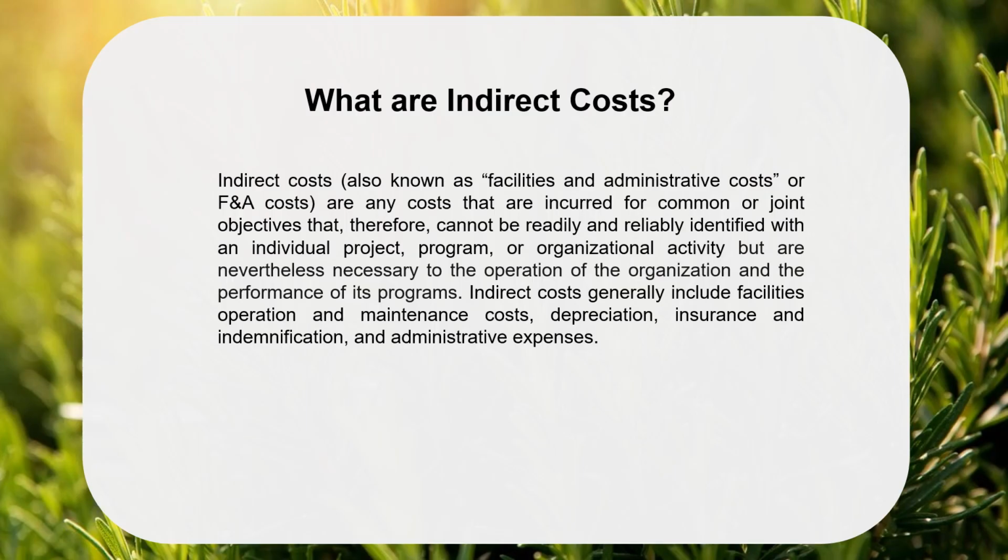What are indirect costs? Indirect costs, also known as facilities and administrative costs or F&A costs, are any costs that are incurred for common or joint objectives that therefore cannot be readily and reliably identified with an individual project, program, or organizational activity, but are nevertheless necessary to the operation of the organization and the performance of its programs. Indirect costs generally include facilities operation and maintenance costs, depreciation, insurance and indemnification, and administrative expenses.